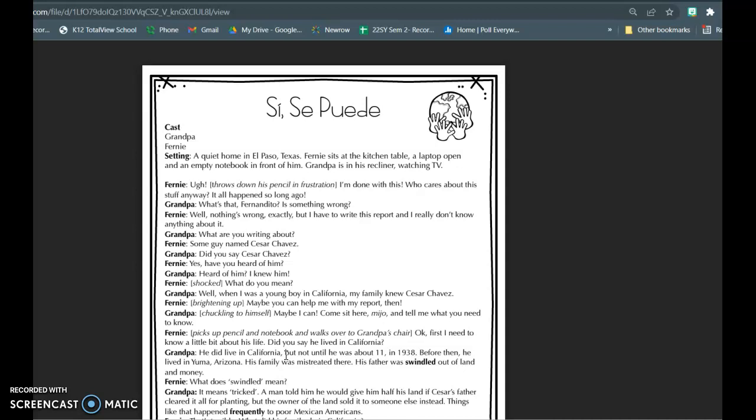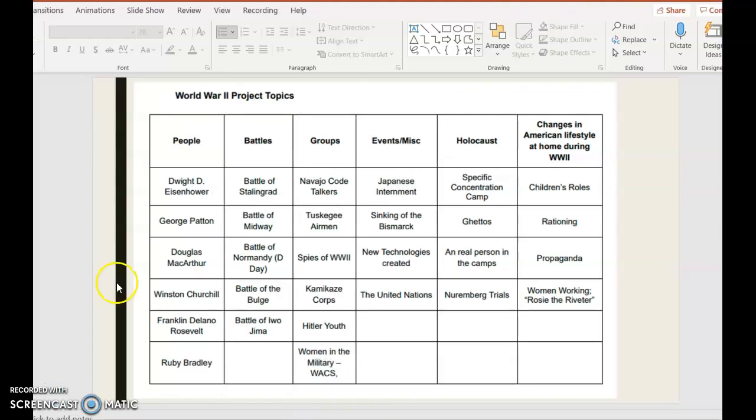Alright, so you see, it's a play talking about 2 different people and going to fully talk about the event. And that is what you would do if you choose to do a Reader's Theater. You're just writing a play.